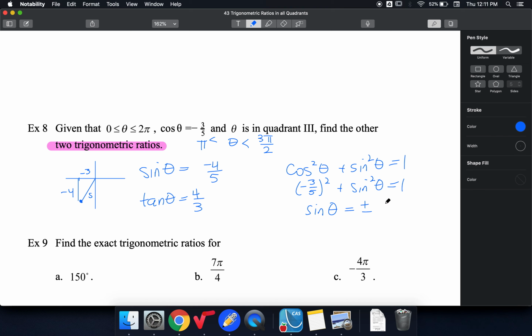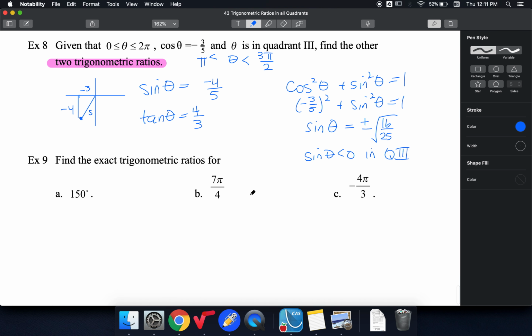1 minus 9 over 25 is 16 over 25. And I would square root, take my plus minus. But quadrant 3 tells me that sine theta is less than 0 in quadrant 3. So we would pick the negative value, which would give me my negative 4/5. And then to find tangent, I could have just done the ratio of sine over cosine once I knew that.